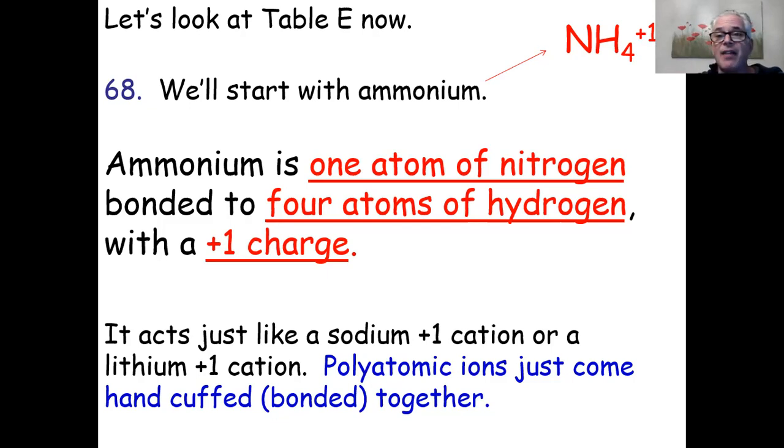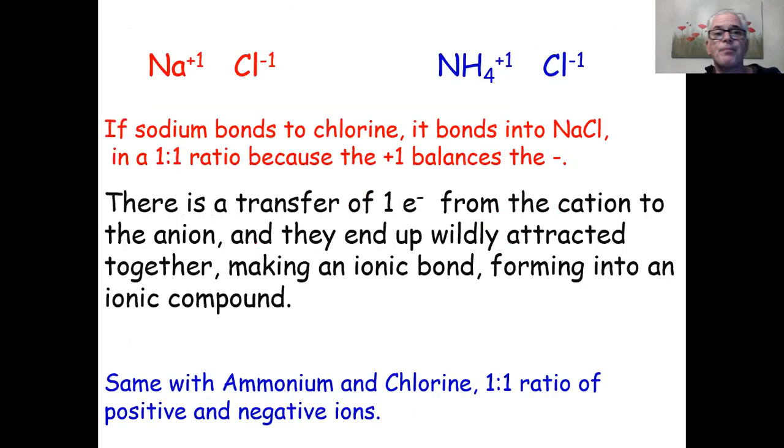They will handcuff together, those 5 atoms. They come as a chunk. They have their own name, ammonium. Now, let's see how this works. If we had Na cation, +1 with chlorine, it's going to bond in a 1-to-1 ratio, and it's going to be called sodium chloride. There's a transfer of 1 electron. The sodium atom loses an electron, transfers it over to the nonmetal. They end up wildly attracted together, +1 or -1, and they make a neutral ionic compound.